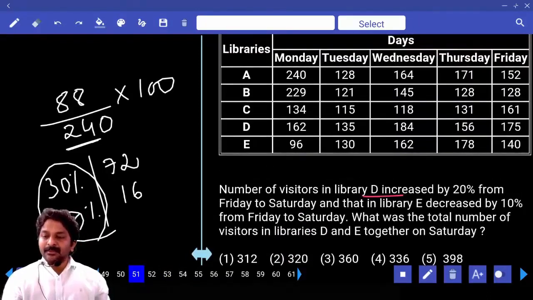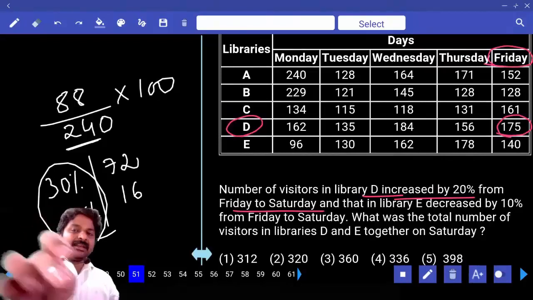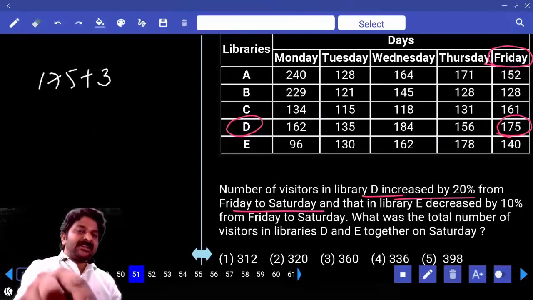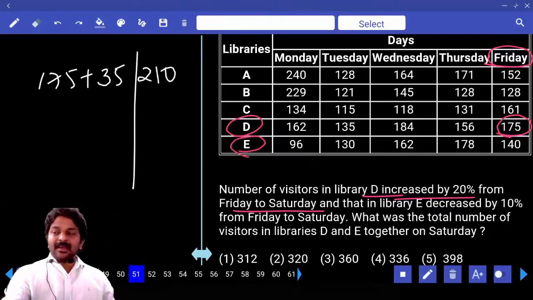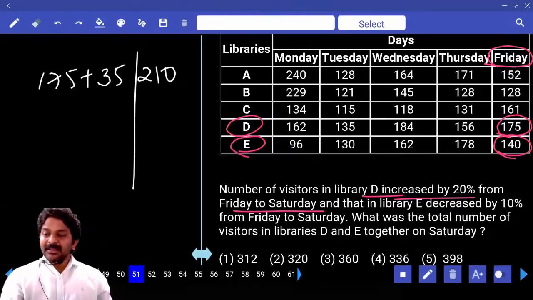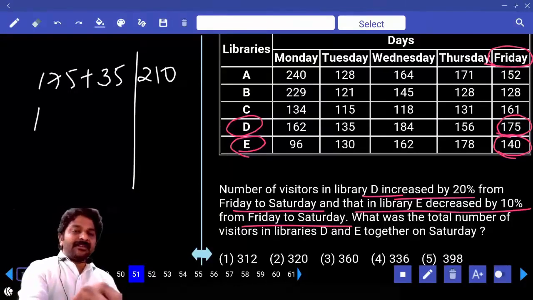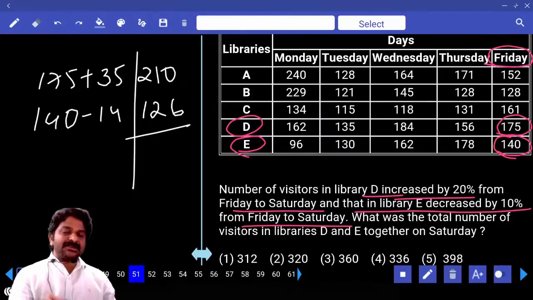D from Friday to Saturday increased by 20%. D on Friday is 175, increased by 20%. 20% of this number is 35, then it becomes 210. E on Friday is 140. E from Friday to Saturday decreased by 10%. 140 decreased by 10% becomes 126, and the sum of these two numbers is 336.